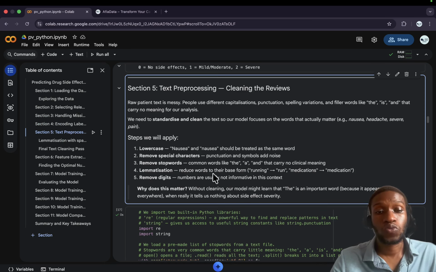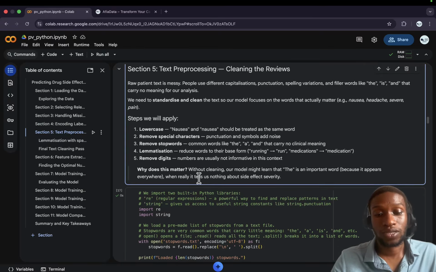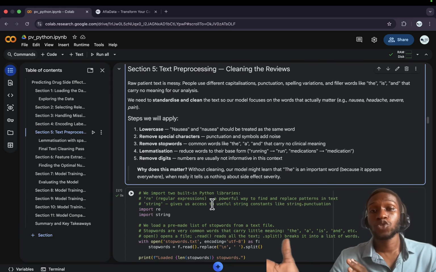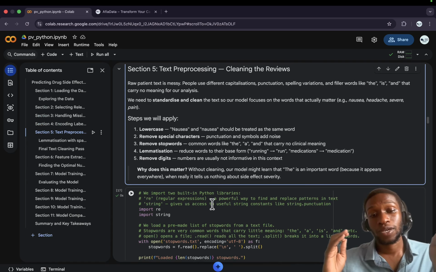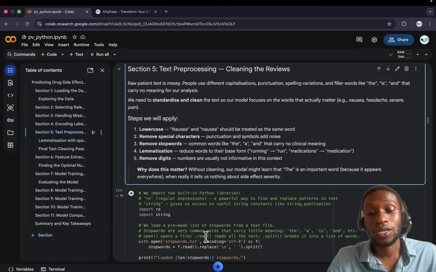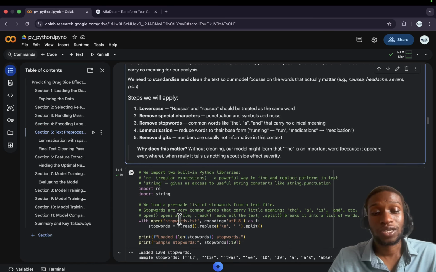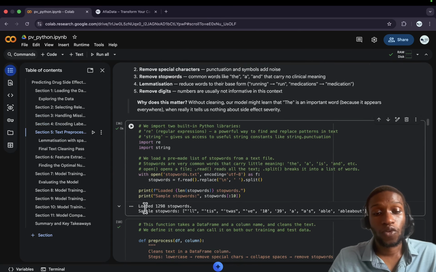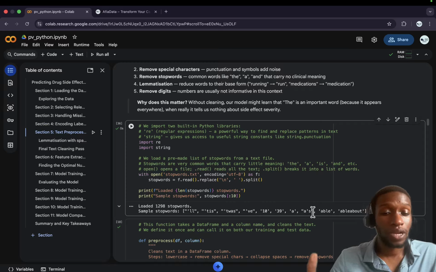For that, we need what we call stop words. We need a pool of stop words that we can reference, so that we say, given these stop words, I want you to check my side effects column and remove all these stop words from this list. That is what this dataset, stoppers.txt, is doing over here. When I load that, you see we've loaded 1,298 stop words, and here is a sample.